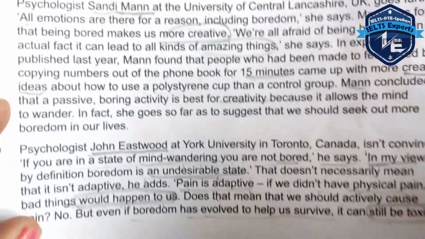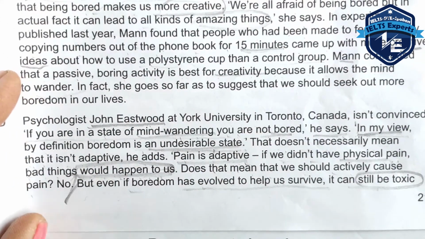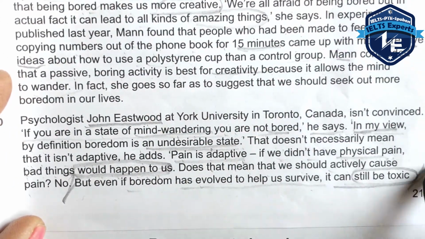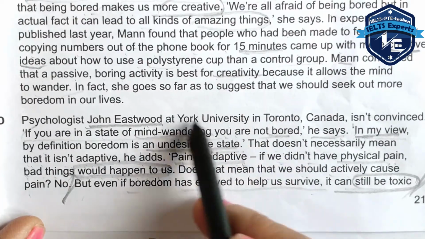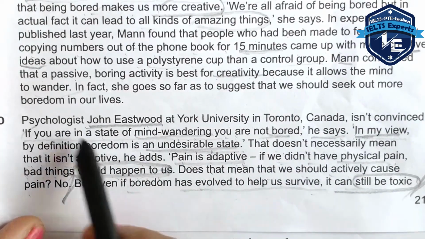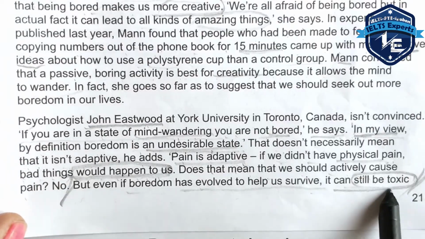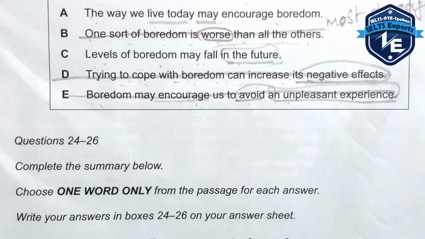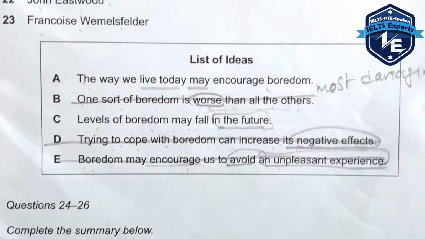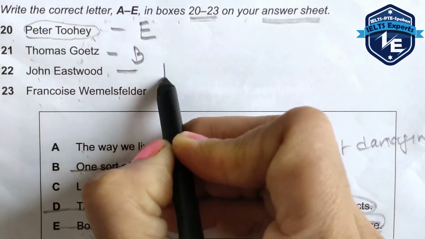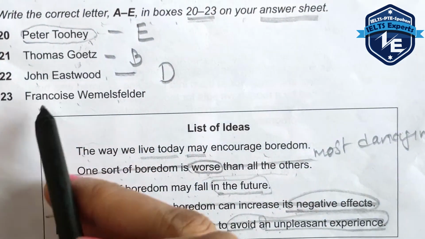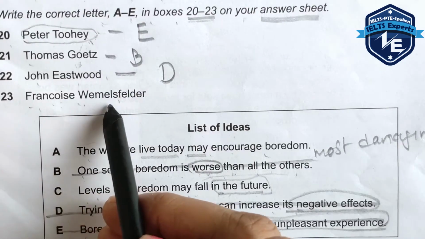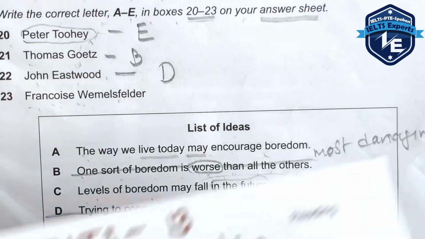I have come to the conclusion from here to here. It can still be toxic here. From here, I have read all the details of this writer in order to understand the meaning of this passage. So question 22 is D. Let's look at the next writer, Francois Wemmelsfelder. It's in the last paragraph.